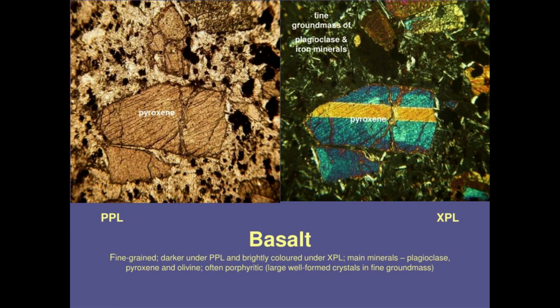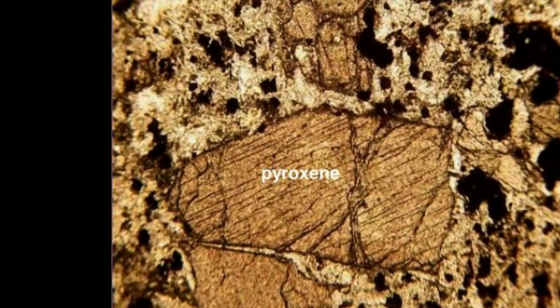So as you can see in this figure, we have two sections. We have PPL and XPL. PPL means plane polarized light and XPL means cross polarized light. The microscope basically has these two functions. So in the plane polarized light, we can see a lot of these small tiny black grains. These are mostly oxides, which generally is about like 20% of the entire rock, but here we can see a lot of them.